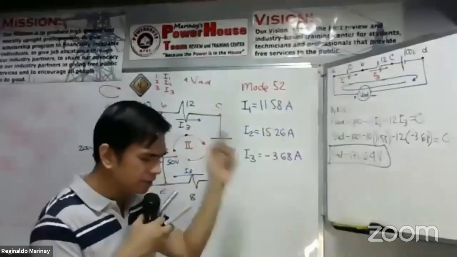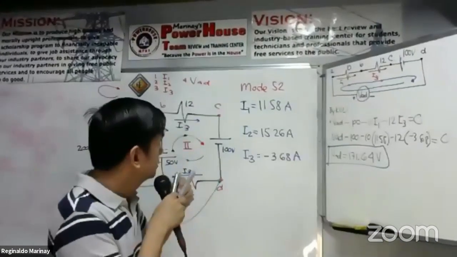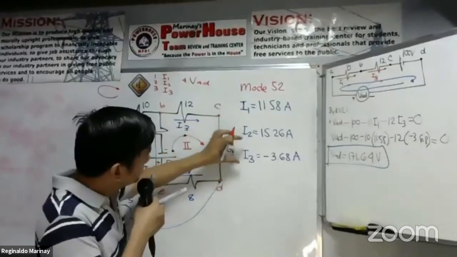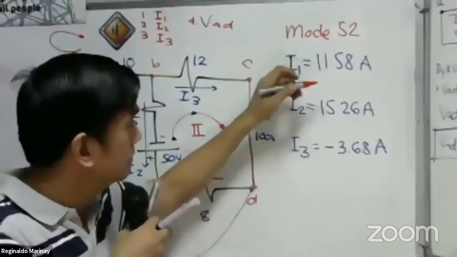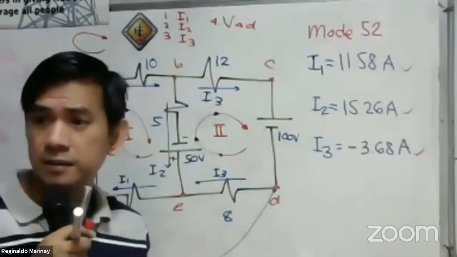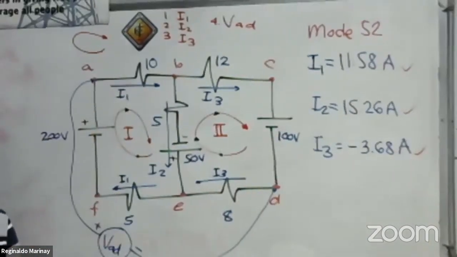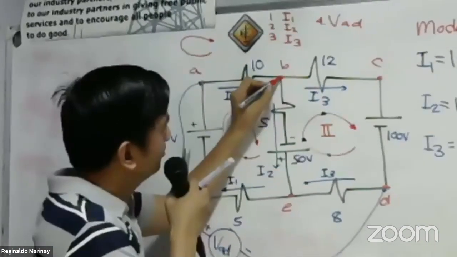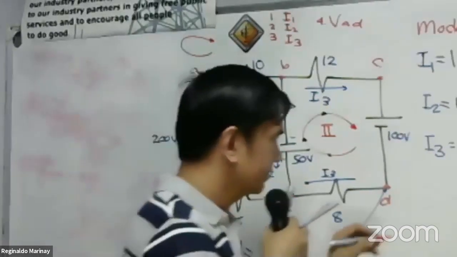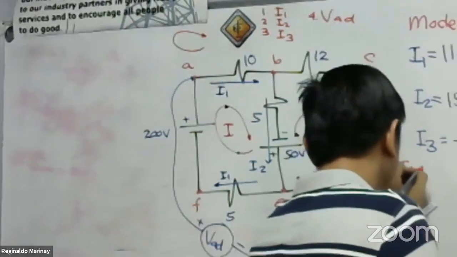What is the other way? Can we check our answer by the way for the current? Take a look here. How sure are we that this is the exact value? How to check? Just check. Okay, so take a look here. We have here our I sub 1 at node B. Let's say to check.